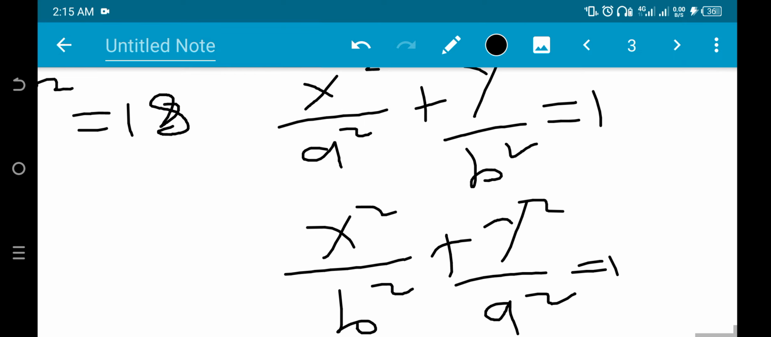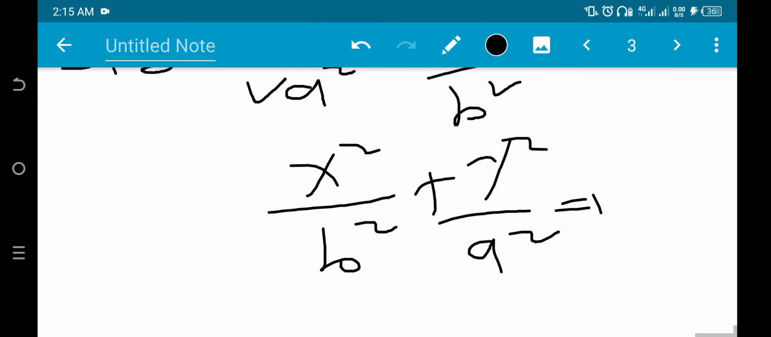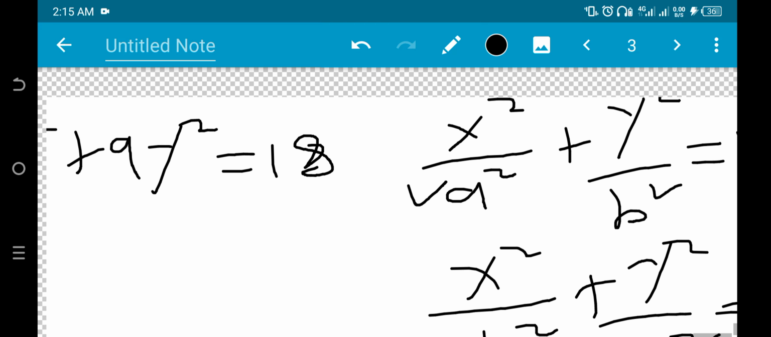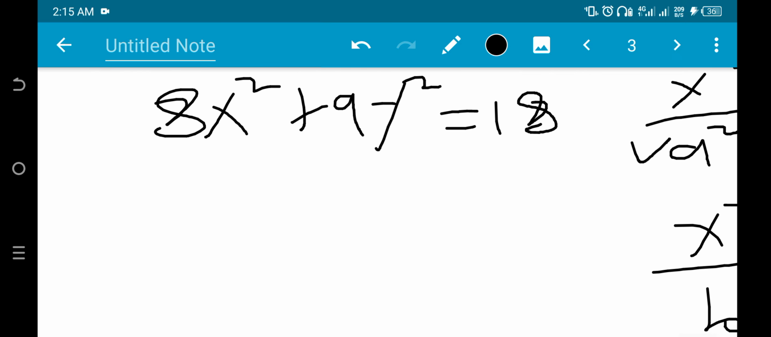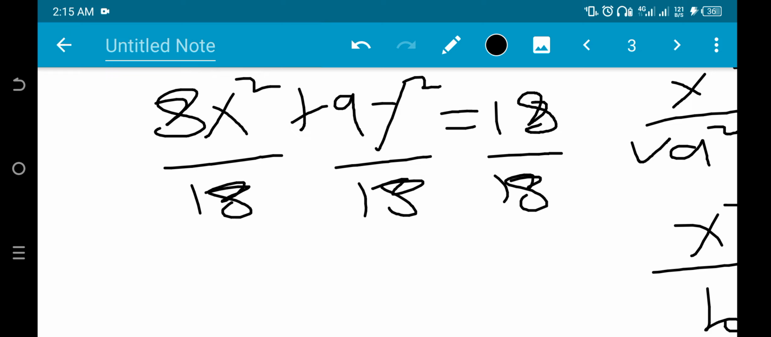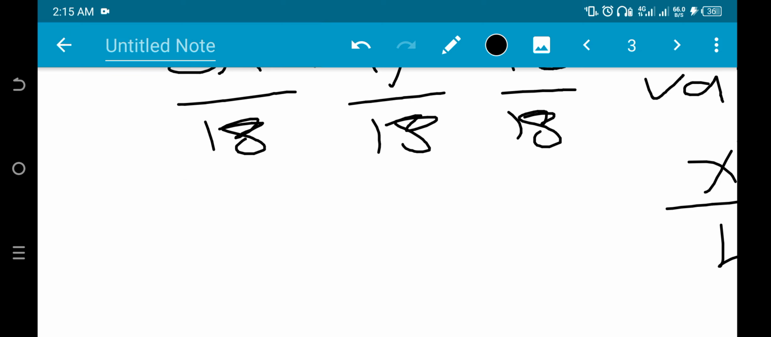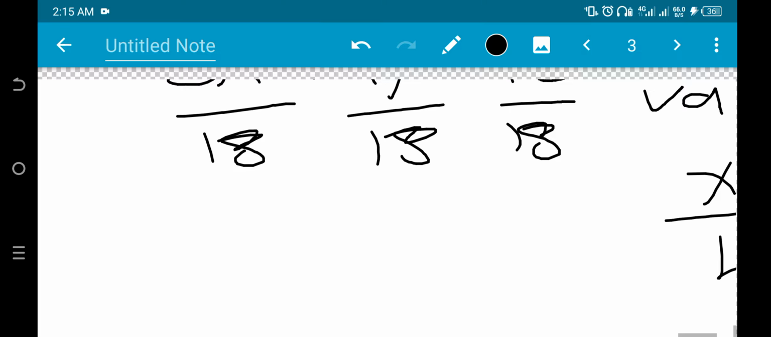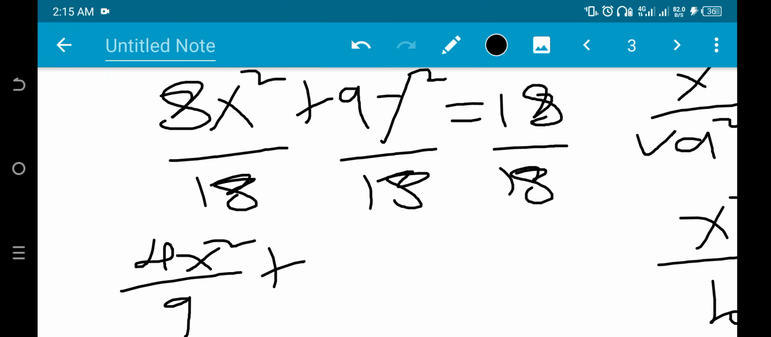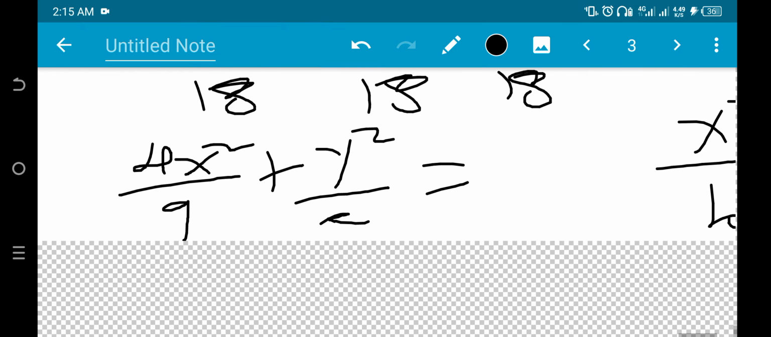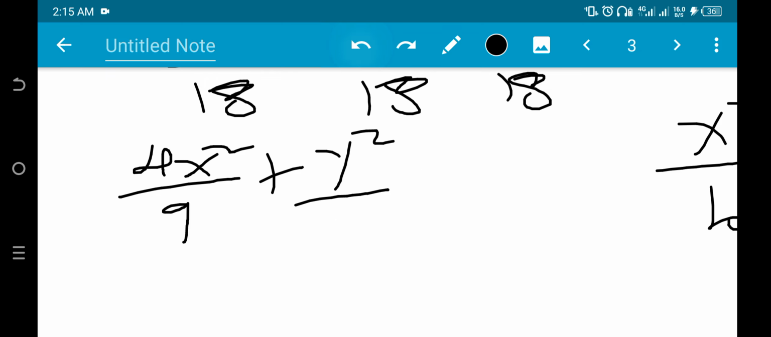So now your a squared will be the bigger of the two. So now how can we get 1 here? We did this in the previous video. We're going to divide by 18 throughout. So for this part we're going to get 4x squared over 9. For this part we're going to just get y squared divided by 2 equal to 1.